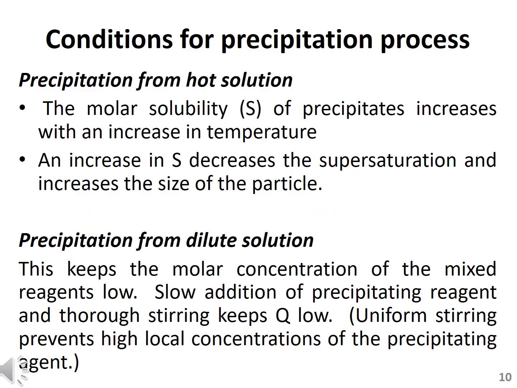So what are the conditions to process the precipitation to form a precipitate? The first one is precipitation from the hot solution. If we increase the temperature, then the molar solubility of the precipitate will be increased. So an increase in molar solubility decreases the supersaturation and increases the size of the particle.